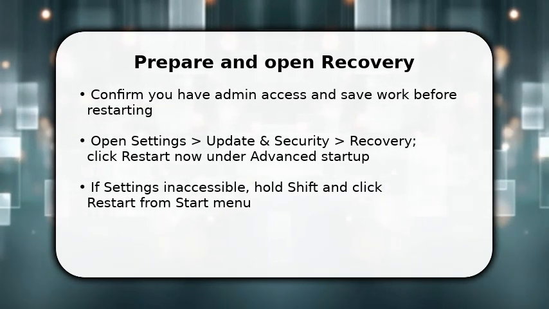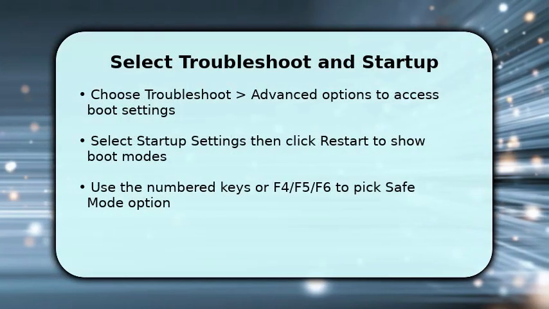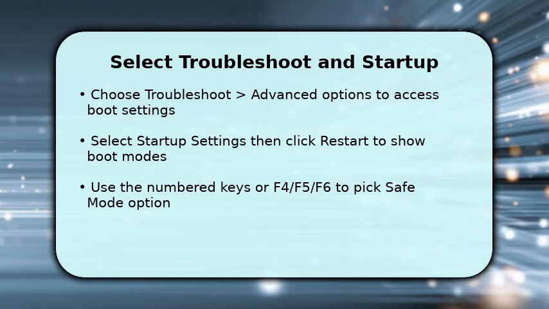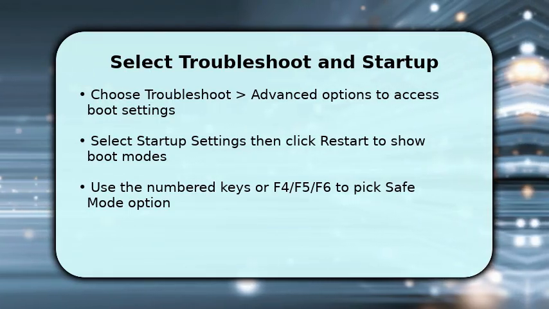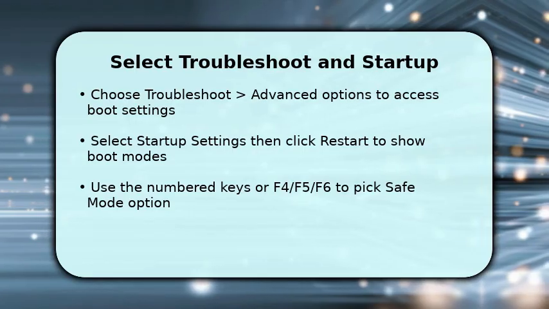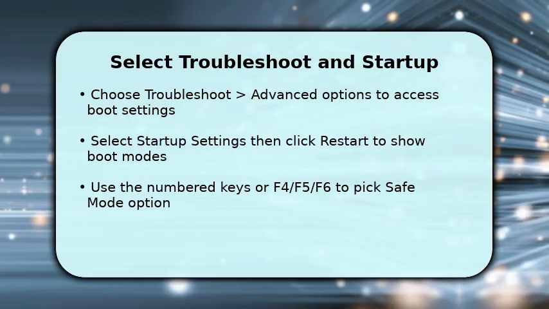On the Choose an Option screen, select Troubleshoot to access repair tools. This isolates startup settings safely. Then pick Advanced Options followed by Startup Settings. This lets Windows present a list of boot modes. Click Restart to load that list. Do not interrupt this reboot.